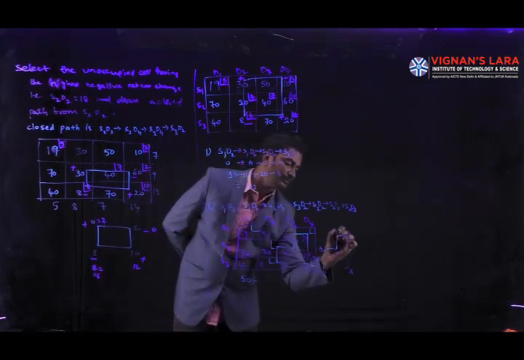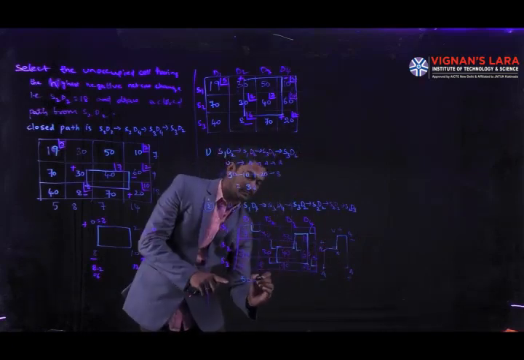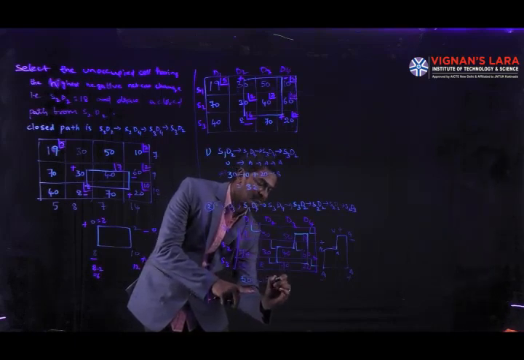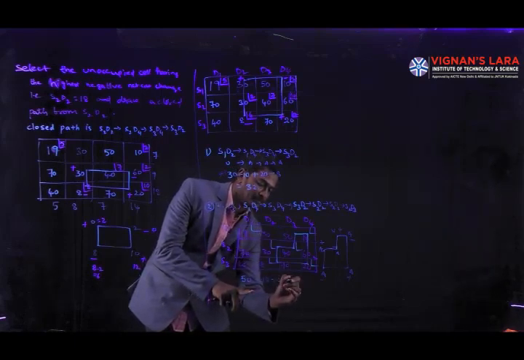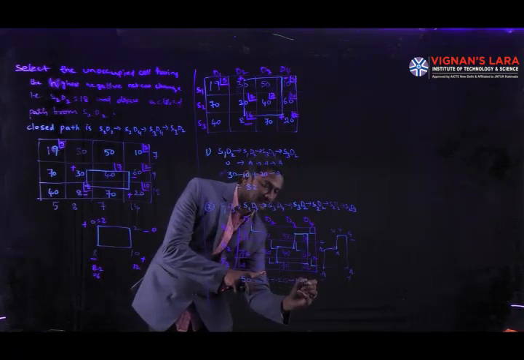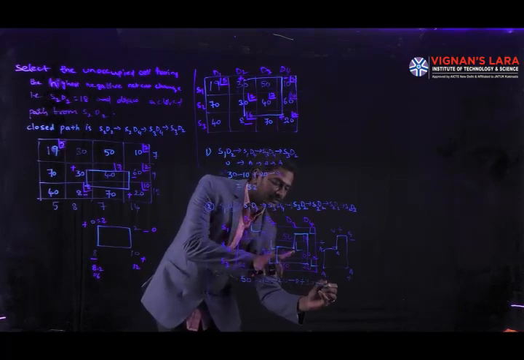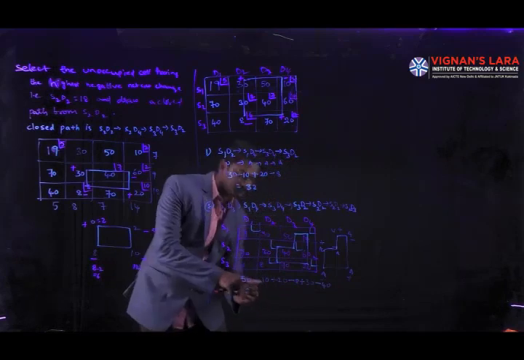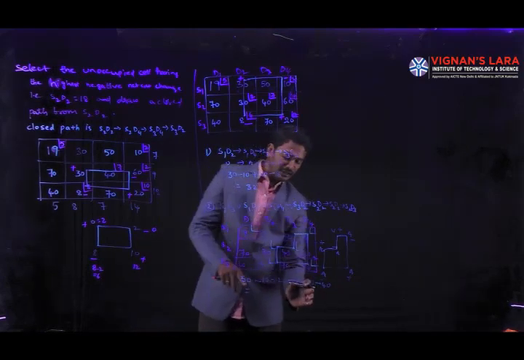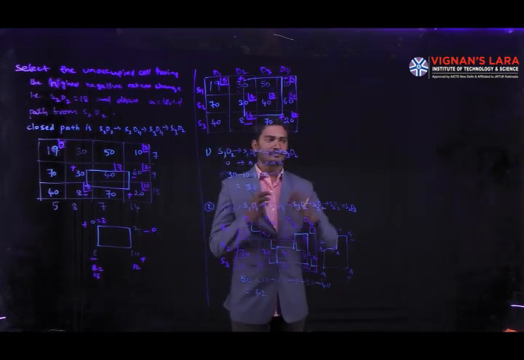positive sign we take here. Positive, negative, positive, negative, positive, negative. 50 minus 10 plus 20 minus 8 plus 30 minus 40. Okay, 20, 60, 90 minus 40, 50 minus 8, 42 we are getting from this.